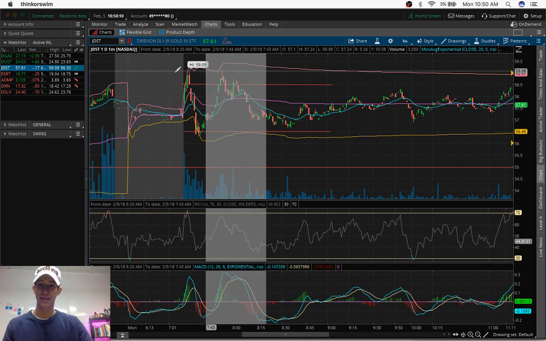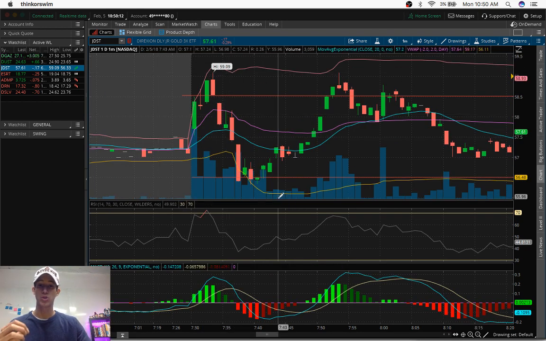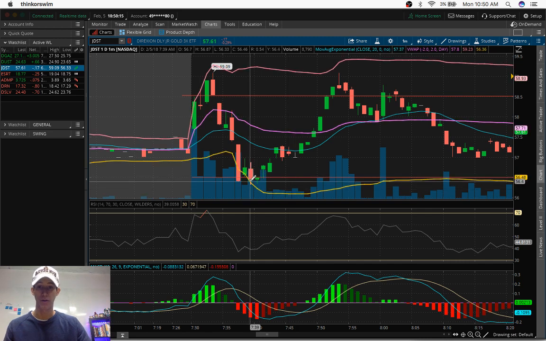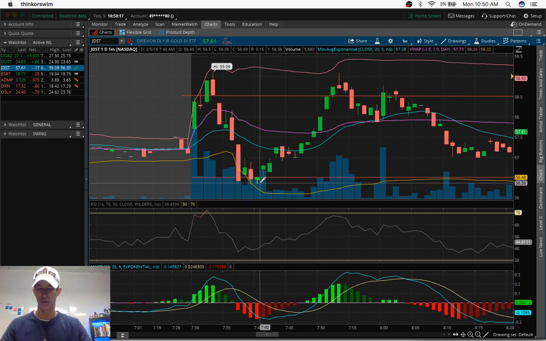Now, one of the things that I noticed is that when it was having the sell-off, it was reacting very nicely to the bottom VWAP. This is this golden line that you see here. We cover that in the course.